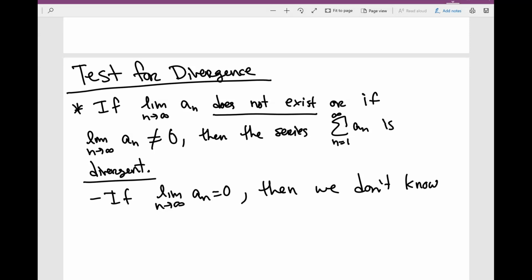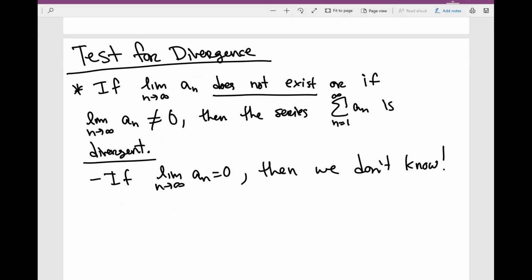Okay, so we have to do something else. We don't know. You just don't say, oh, I don't know. Okay, we have to do some other tests. For right now, we're only going to learn one test. Later on, I'm going to show you more different types of tests to kind of figure it out. But this is basically what we have.